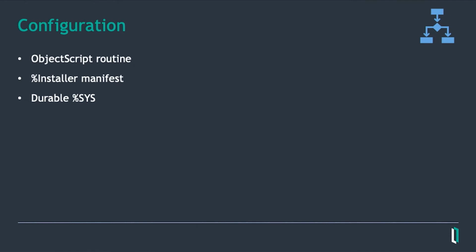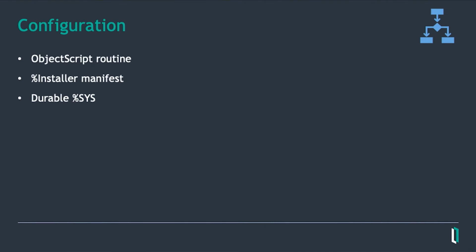Now, you can obviously run an object script routine to do all this for you. However, if you have a complex situation, that's going to be a lot of work to write code to do that manually. So we have this thing called an installer manifest. This has been around for a long time. All this is just a way to express your system's configuration in an XML file.